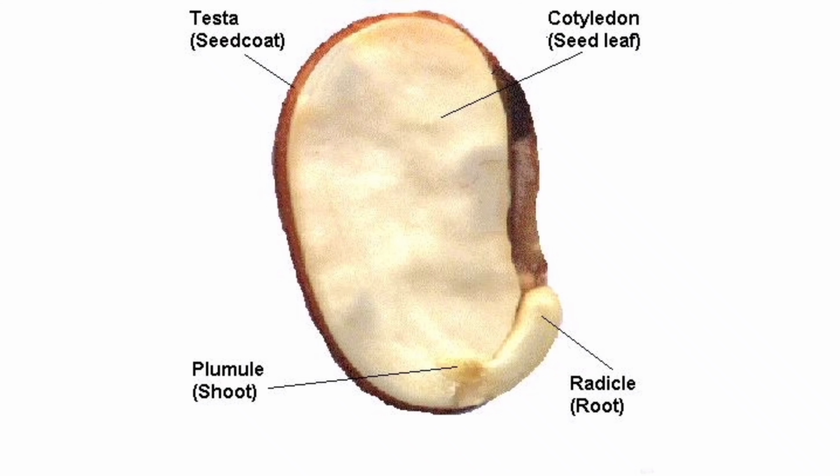Next, radicle. It is the root part of the plant. This is what grows first from the hilum. Next, plumule. It is the shoot part of the plant. Next, cotyledon. This stores food for the baby plant to grow, and its other name is seed leaf.